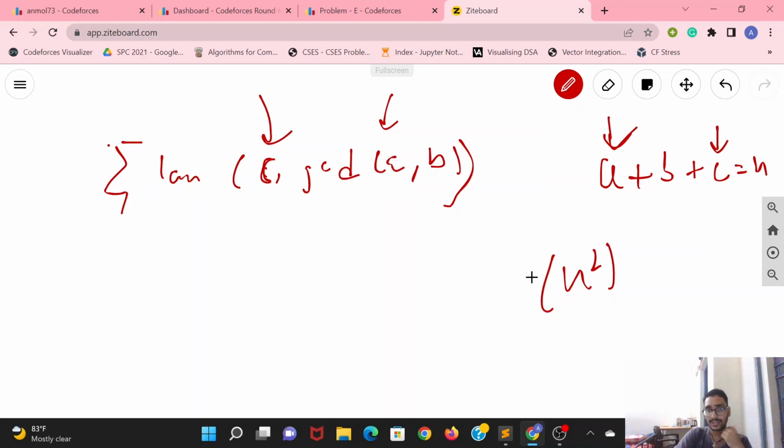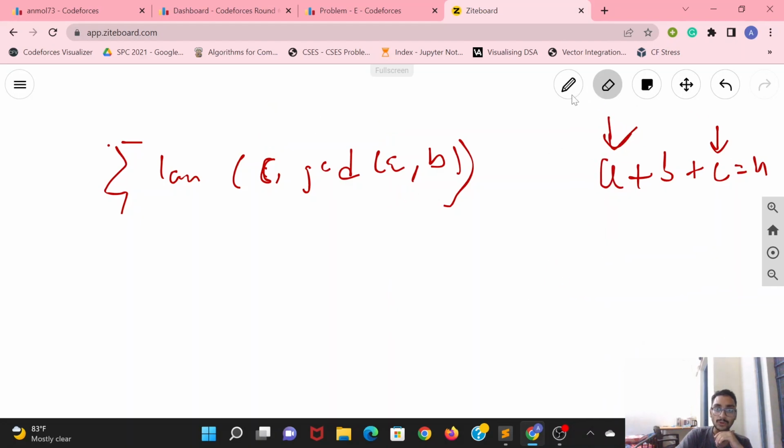So it will take O of n square time, which will exceed the time limit. So basically evaluating all these possibilities takes O of n time. So can I shorten this time? Okay, so let us take C.